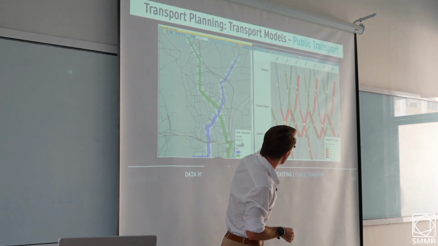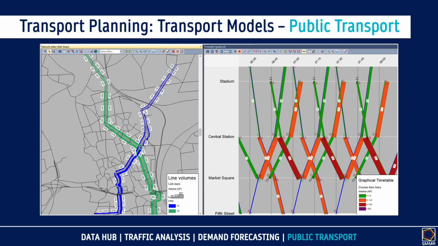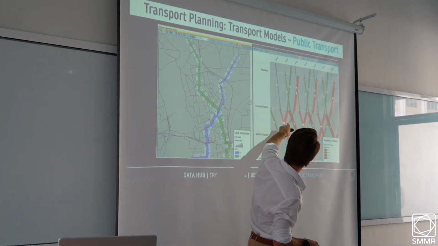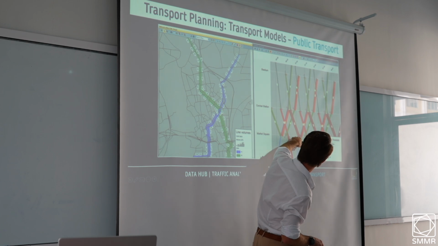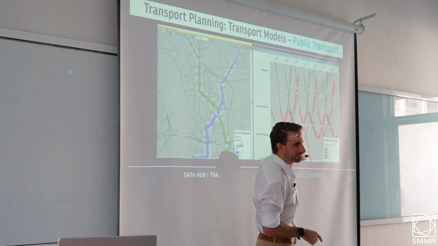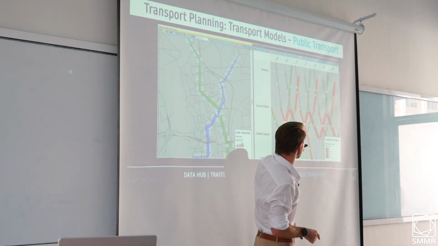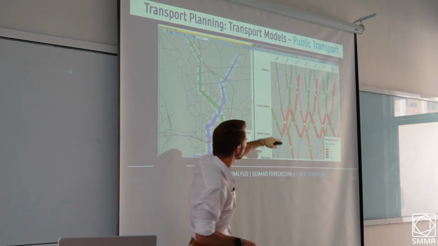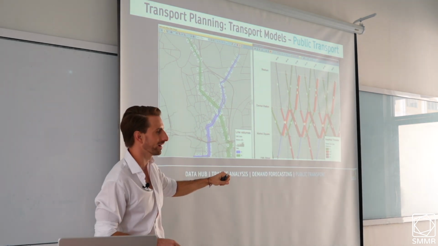You can also do your schedule. In this example, you can see at 6:45 in the morning from Stadium Station, the bus leaves. It's not very busy, but then from Central Station to Market Square, between maybe 6:50 and 7, there's a lot of people on the bus. And if you see this, it's very busy. You may want to add another service sometime between 6:45 and 7.